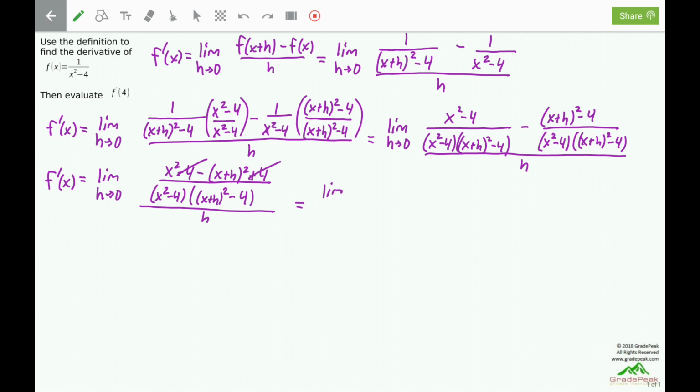So we will have the limit as h goes to 0 of x squared minus x plus h times x plus h, all over that denominator, x squared minus 4 and x plus h squared minus 4, and then the entire thing is over h.